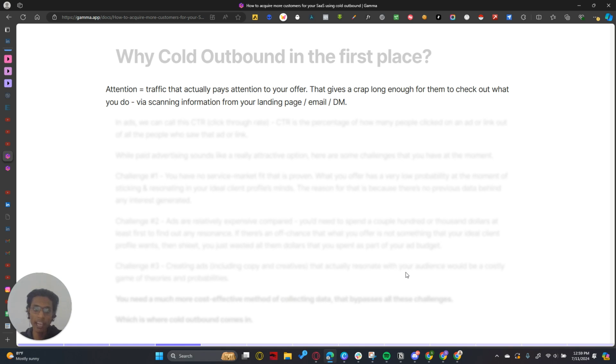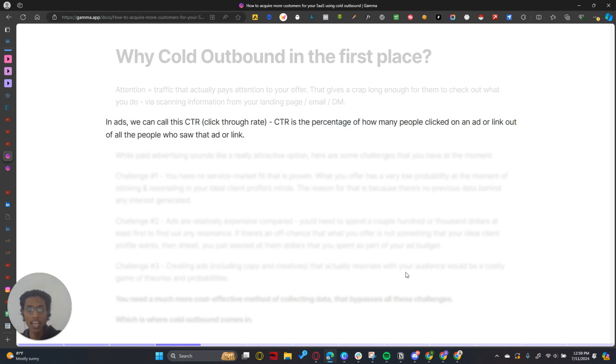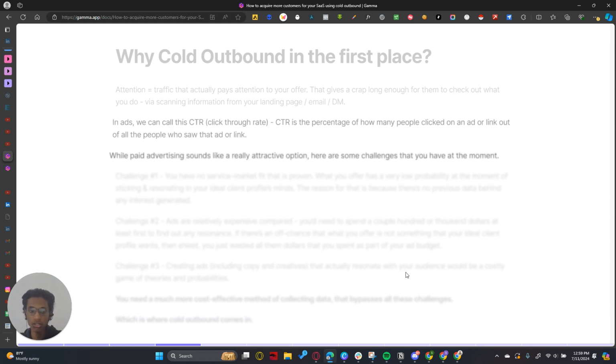Attention is equal to the traffic that pays attention to your offer, that actually cares long enough for them to check out what you do by scanning information from your landing page, email, or DM. In ads, we call this the click-through rate, right? Which is the percentage of how many people clicked on an ad or link out of all the people who saw that ad or link.